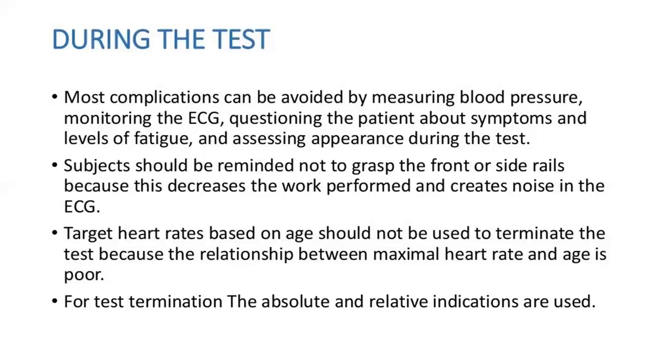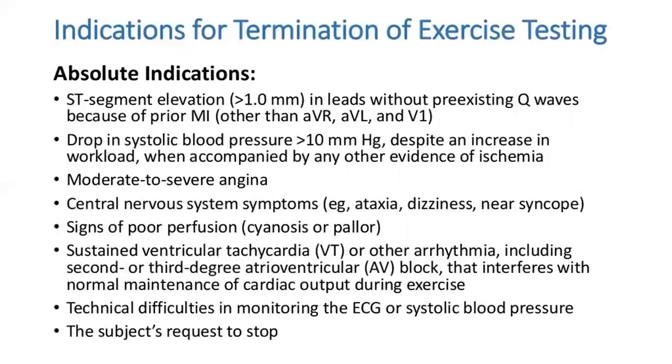Target heart rates based on age should not be used to terminate the test because the relationship between maximal heart rate and age is poor. For test termination, the absolute and relative indications are used. Here you can have a look at indications for termination of exercise testing.